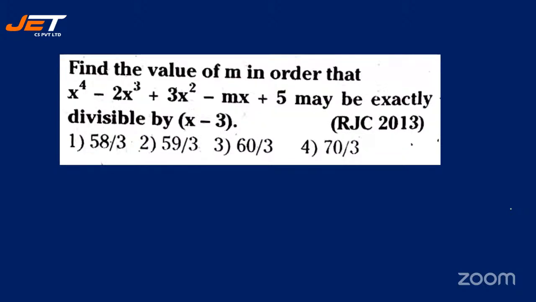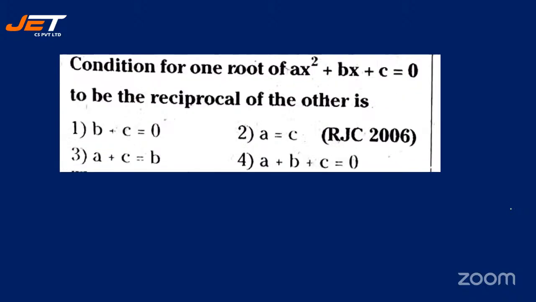Find the value of m in order that x power 4 minus 2x cube plus 3x square minus mx plus 5 is exactly divisible. So we did one sum like this just now. Similarly, you can try this sum also. It is exactly divisible means after dividing, whatever you have, the remainder must be equal to 0. So what happens if your remainder is 0? Then you will get the value of m as 59 by 3. Right. See the next question.